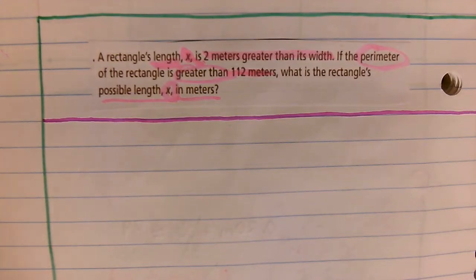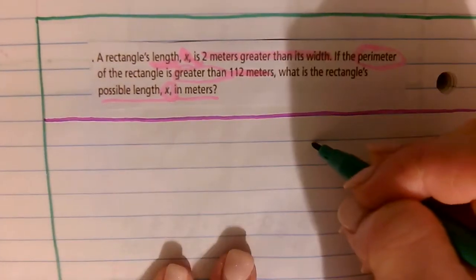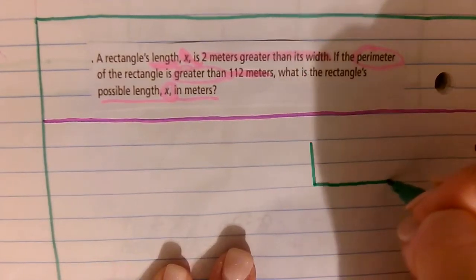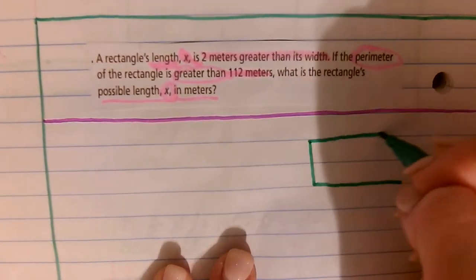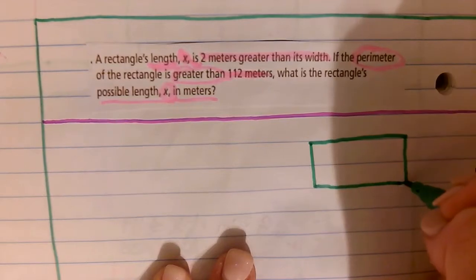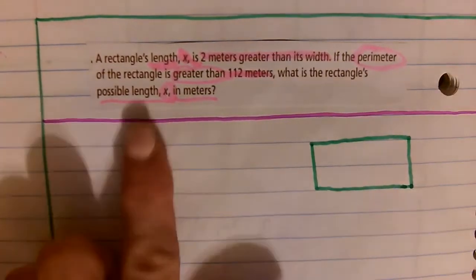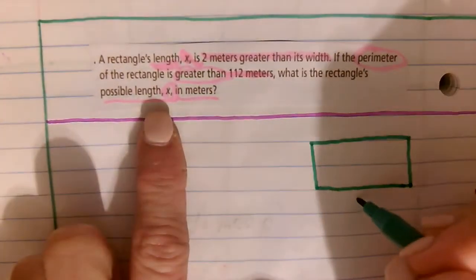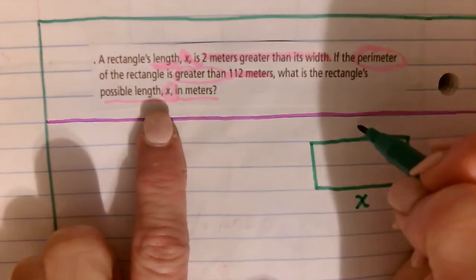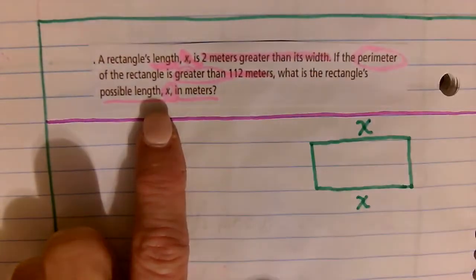Now step 2 is we need to define the variable, and in this case they've provided x for us as the length in meters. So let's draw a little picture of a rectangle. Very helpful when you're doing algebraic equations involving geometric shapes. Now it says length is x, so that means I can label this side x and this side x, okay?